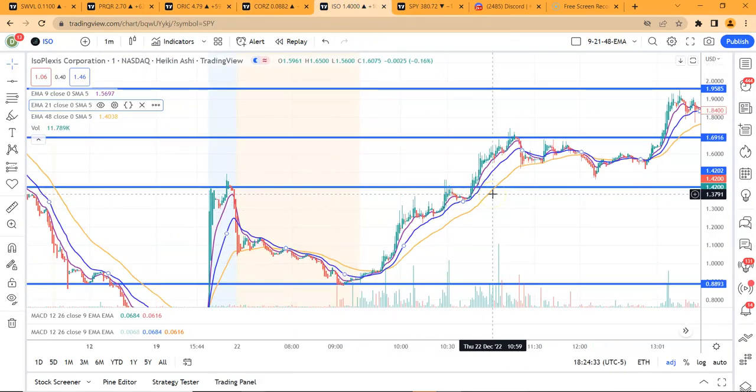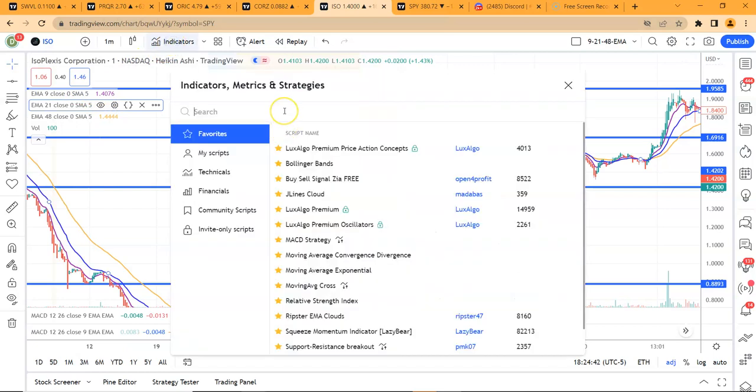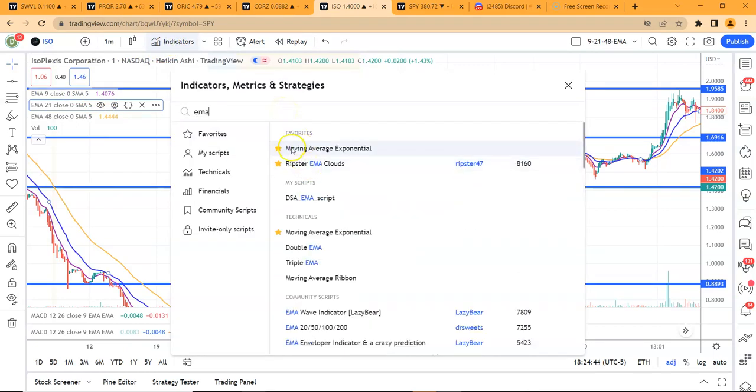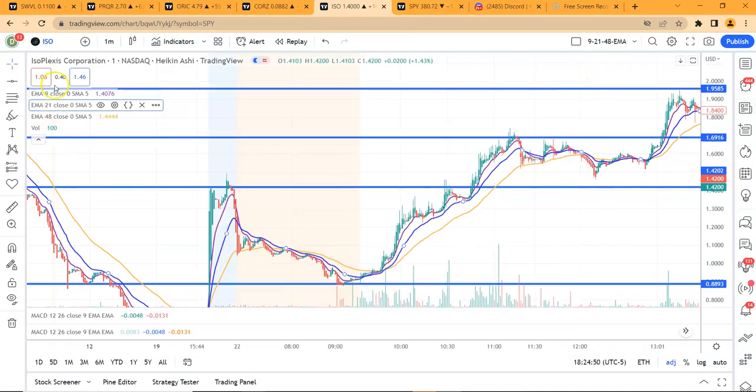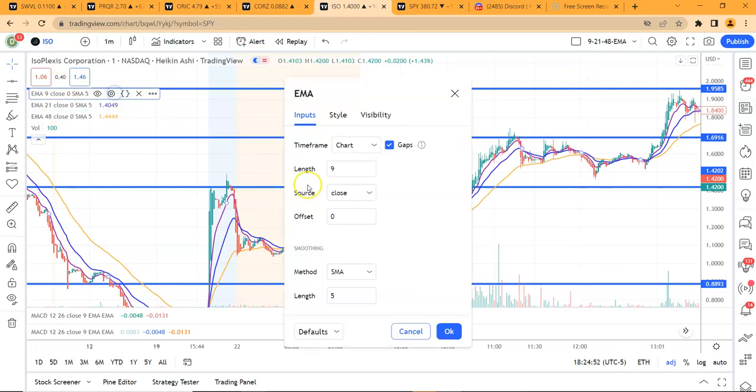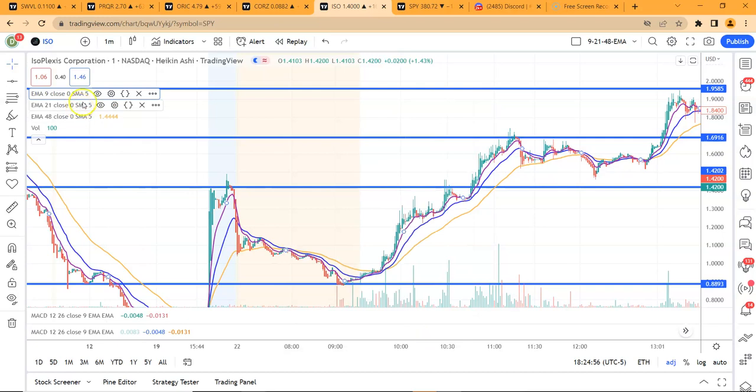So let's talk about which indicators to use for trading. First of all, I use EMA, and if you use TradingView, you can just type EMA and it will show the moving average exponential. Once you add it, it will come with a default setting. When you click on it, you can change it to 9, which means this is the 9 EMA. Then you can add another one, make it 21, and another one around 48.